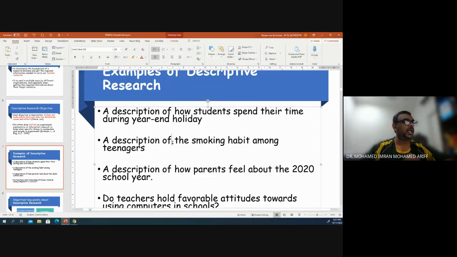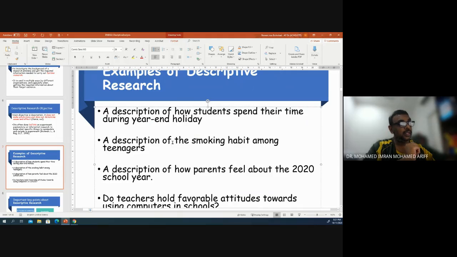Of the smoking habits among teenagers. Description of how parents feel about 2020 school year. Ini memang semua orang sebagai seorang mak ayah, I think all of you can answer this lah. Do teachers hold favorable attitudes towards using computer in school? Okay, so these are certain descriptive research. Okay, descriptive.